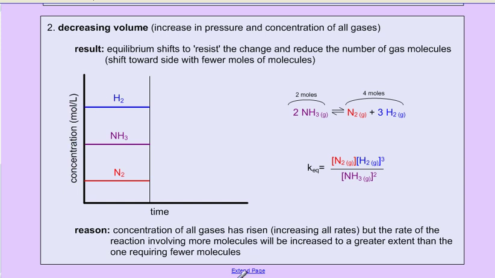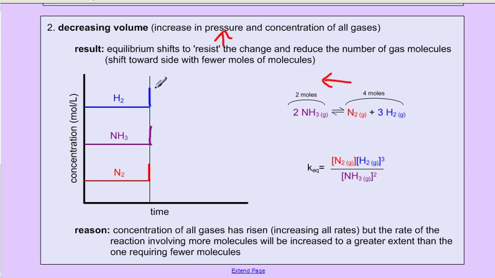Our last example then, if we do the opposite, if we decrease the volume, that'll increase the pressure and the concentration in the container. So we'll be increasing the concentration of hydrogen and ammonia and nitrogen by decreasing the volume of that container. That pressure increase is going to be resisted. So we're going to see a shift to the left in this case where we've got fewer molecules on the left side. We'll see a shift towards the side with fewer molecules, which will resist that pressure increase and result in decreasing the pressure inside the container.